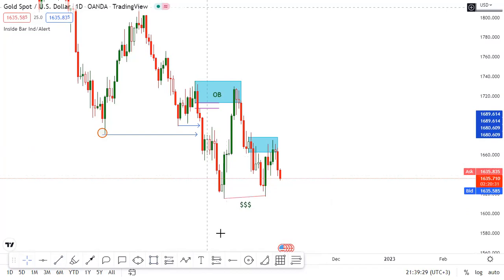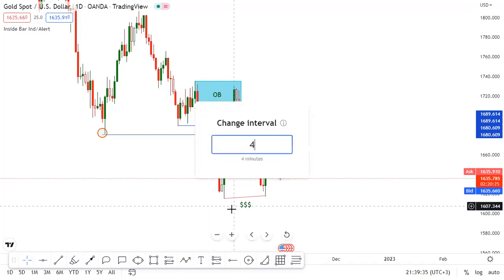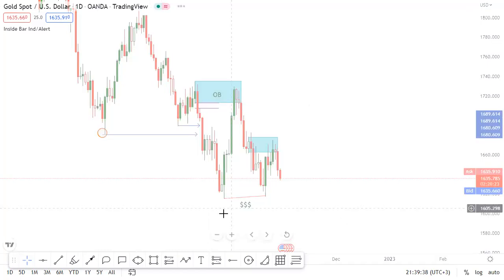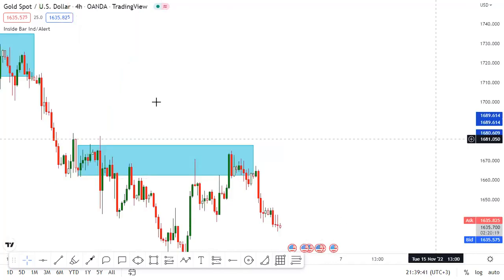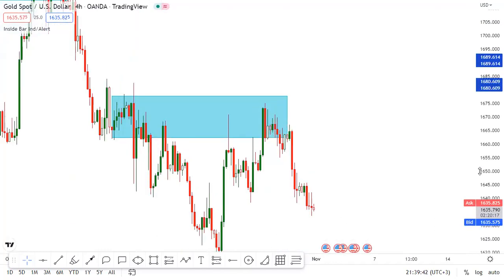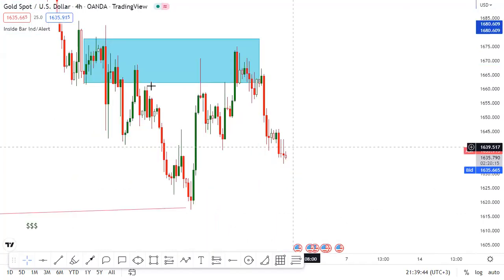We move from daily, we go to what? The 4-hour time frame. Go to 4 hour. You can see that's 4 hour. That's the 4-hour time frame.